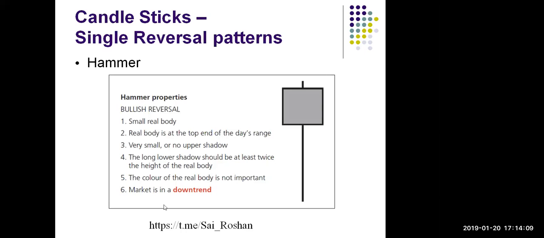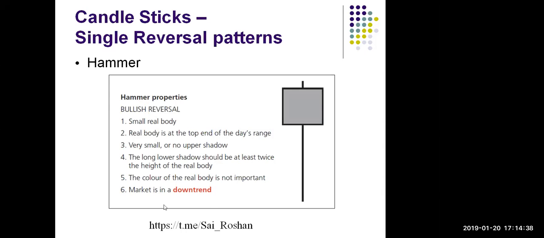Now, actually speaking, the color of the candle does not matter. It could be a green hammer or it could be a red hammer, but it indicates a reversal sign. You can see that there's a very small shadow or no upper shadow, which means the opening price is itself the high price, or it's very close to the high price. And the color of the body is not important.